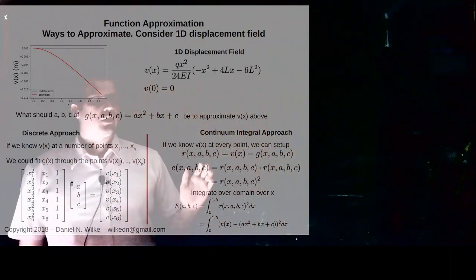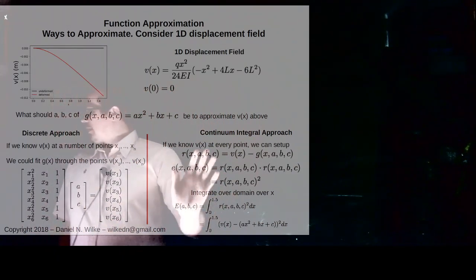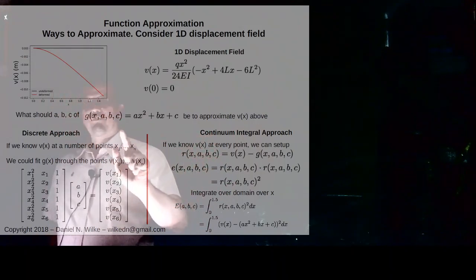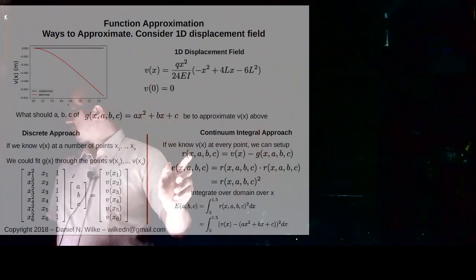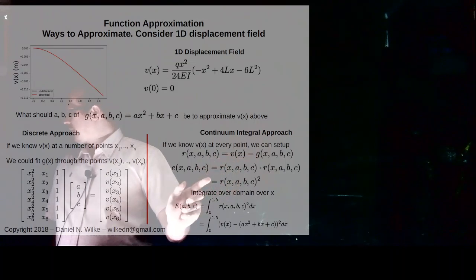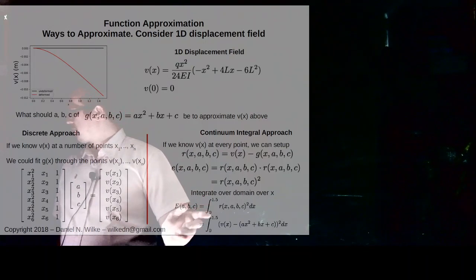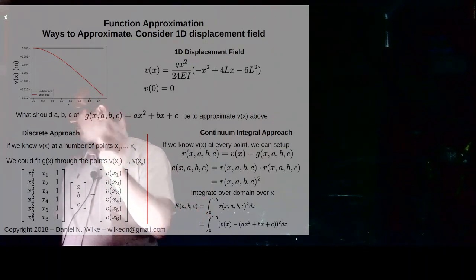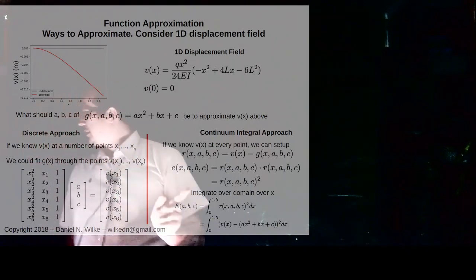Alternatively, I could look at an infinite number of points, and the way we can do this is a continuum integral approach. In this approach, we take the g of x, subtract the v of x from it, and get the residual out. This residual is now a function of x, a, b, and c. I can square it so that it is always positive, and then integrate over the domain of x from 0 to 1.5. You can look carefully here: what is that length? It's 1.5 meters. There are no units in this graph, but it should just be meters.